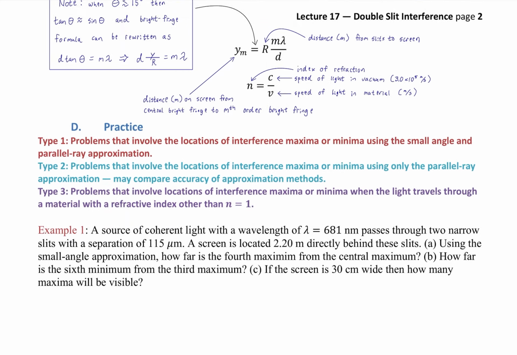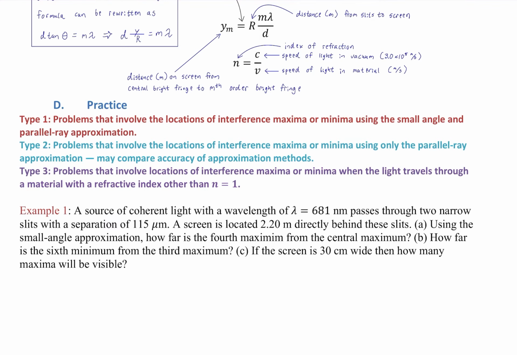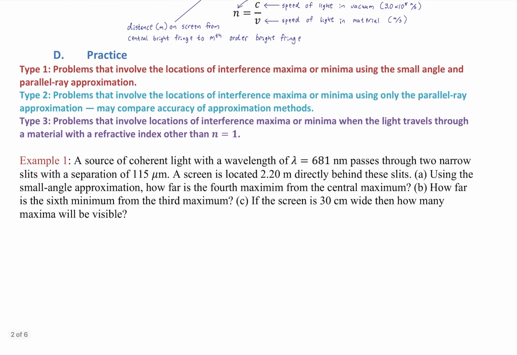All right, so let's look at our examples. All right, so we got 3 types of examples. I broke them into some categories here. Type 1, problems that involve the locations of interference maxima or minima using the small angle and parallel ray approximations, okay? So again, that's gonna be all about using this equation here, okay? Type 2, problems that involve location of interference maxima or minima using only the parallel ray approximation, all right? May compare accuracy of approximation methods, all right? Now, see, that's gonna use the 2 formulas on the previous page. Finally, type 3, problems that involve locations of interference maxima or minima when the light travels through a material with a refractive index other than 1, because n equals 1 in the vacuum, because in that case it would just be c over c, right, which is just 1. Okay, let's take a look at our first example.